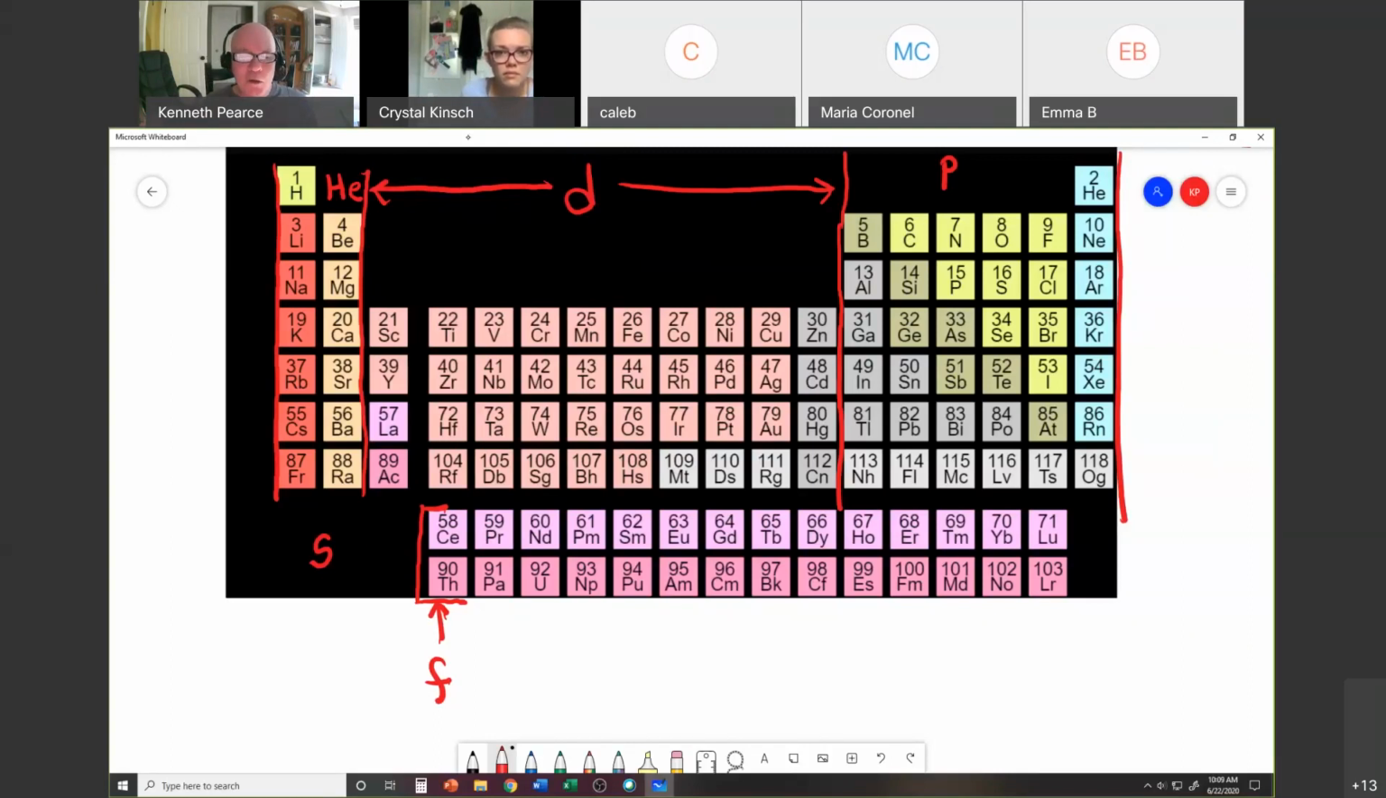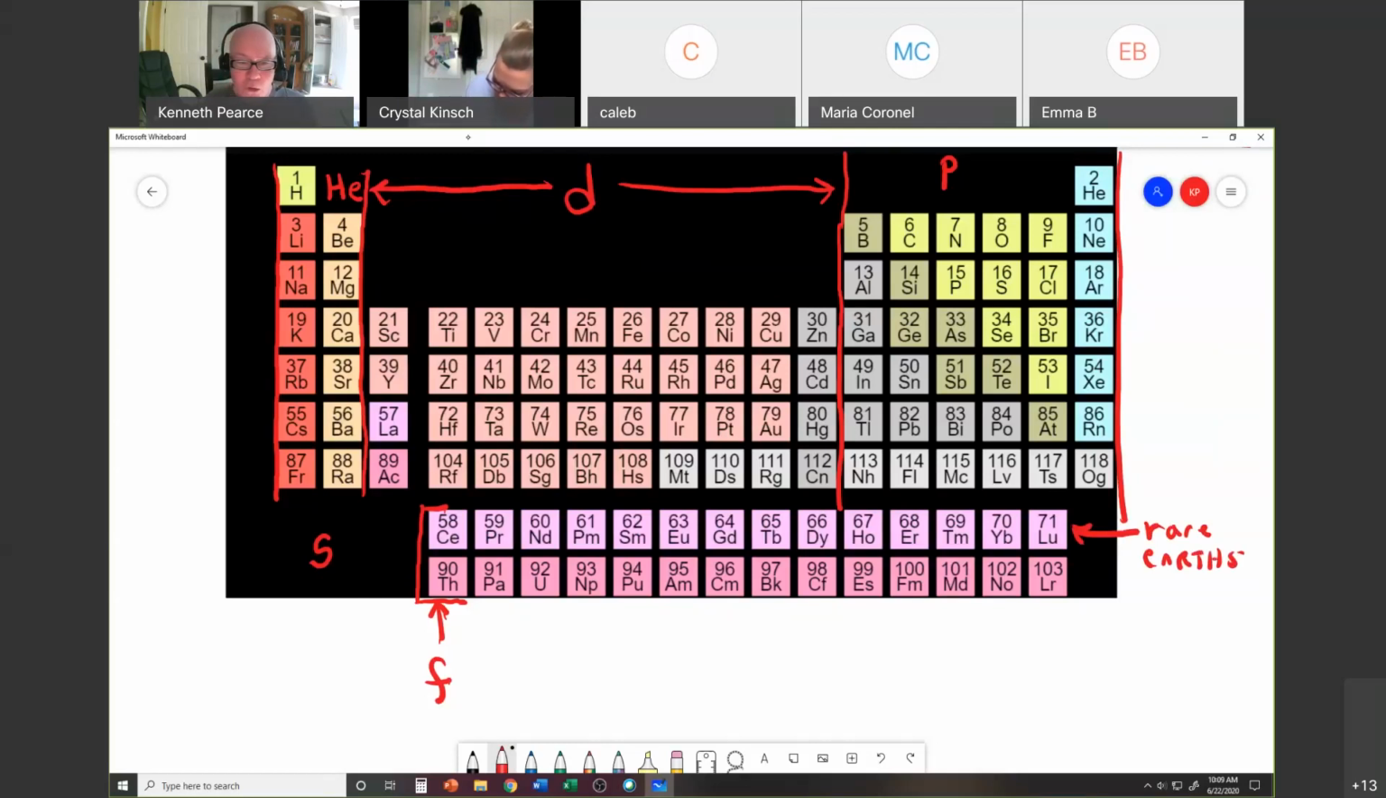All right, so I have this laid out into an S, D, and P and Fs. Now we're not going to do anything with the Fs as far as electronic configurations. However, I will point out that these guys, and I think this might have been a quiz or a homework question, are called the rare earths. That's what they're called, okay?